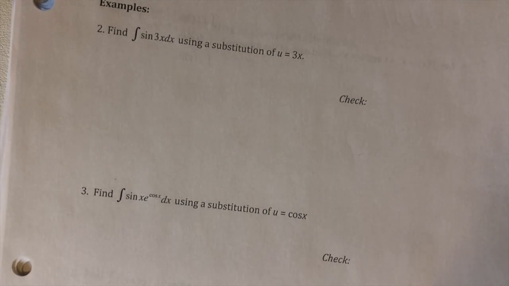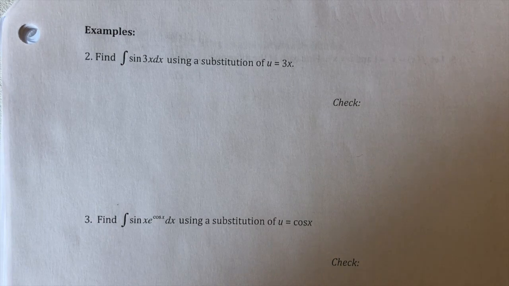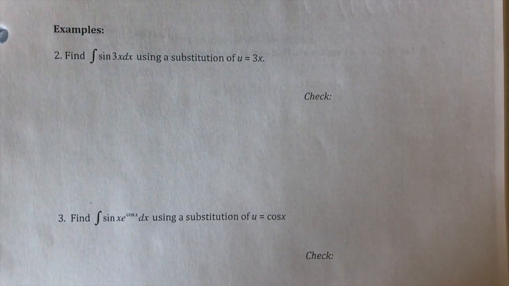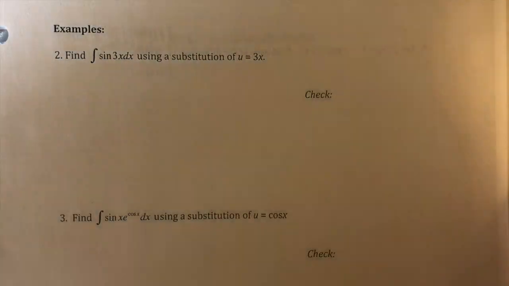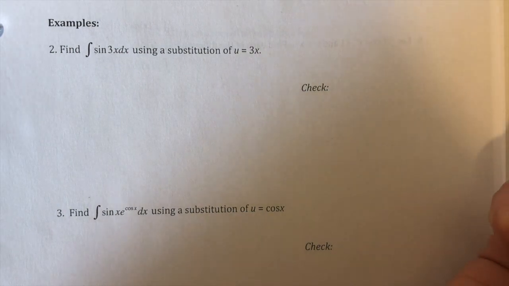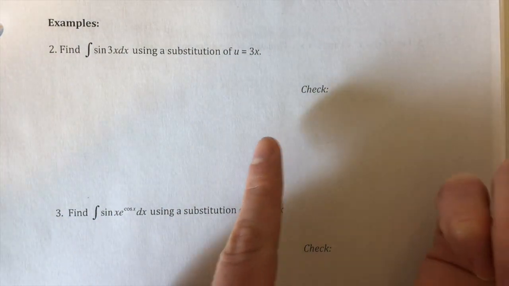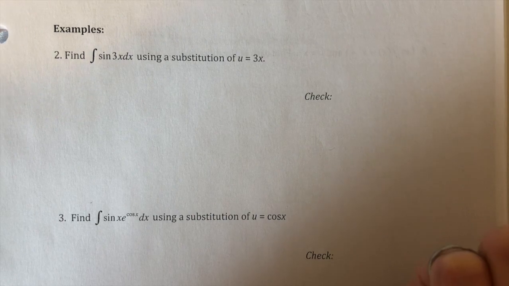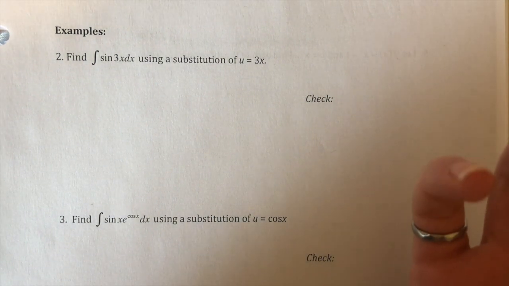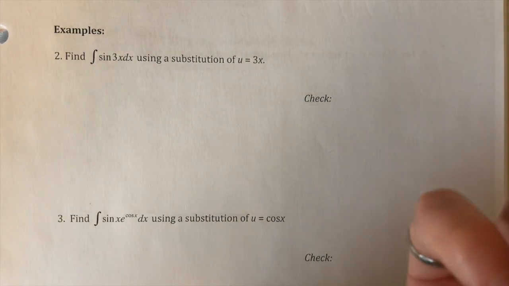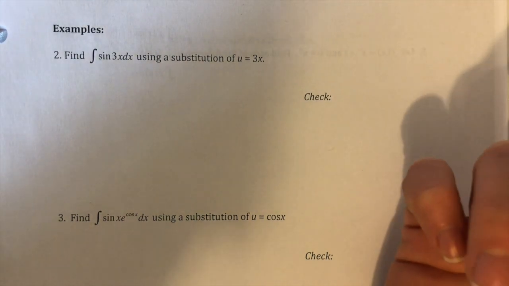Now, sometimes in the world that is really nice, it's going to give you what your u value should be. Okay, so the first bunch of practice problems, they're in the textbook, give you a u value. Same with this one. Other times you're going to have to figure out what that u value is. The more you do this, the more you'll be able to recognize what should be u. Sometimes it's just trial and error.